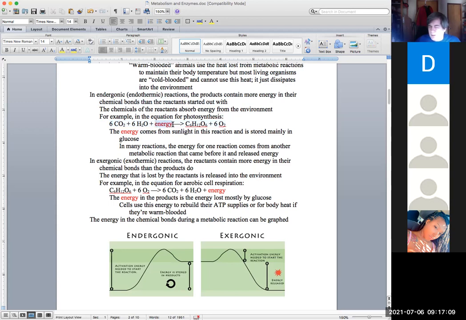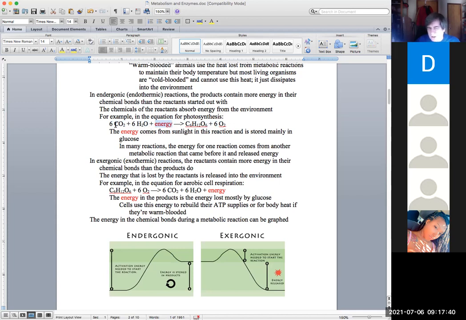Now, the fact that we write energy on the reactant side of the equation and we don't see energy on the product side, this means that this energy, however much energy it was, is stored in the chemical bonds of glucose and the chemical bonds of oxygen. So the chemical bonds of our products have more energy than the chemical bonds of the reactants. Why? Because they absorb some energy.